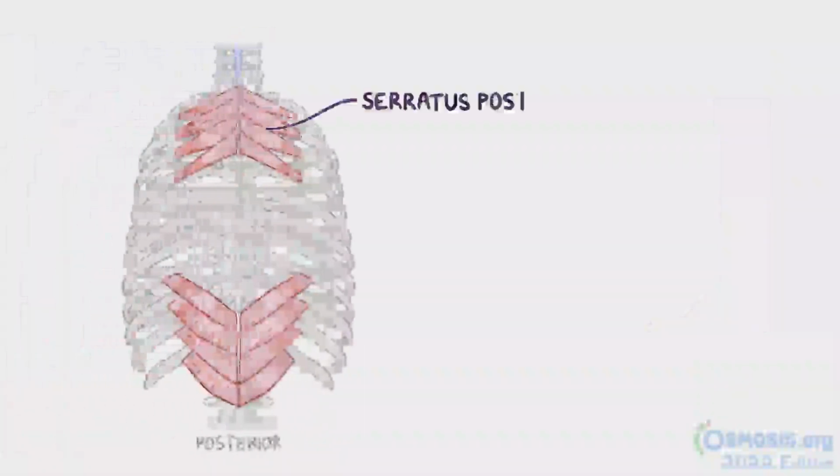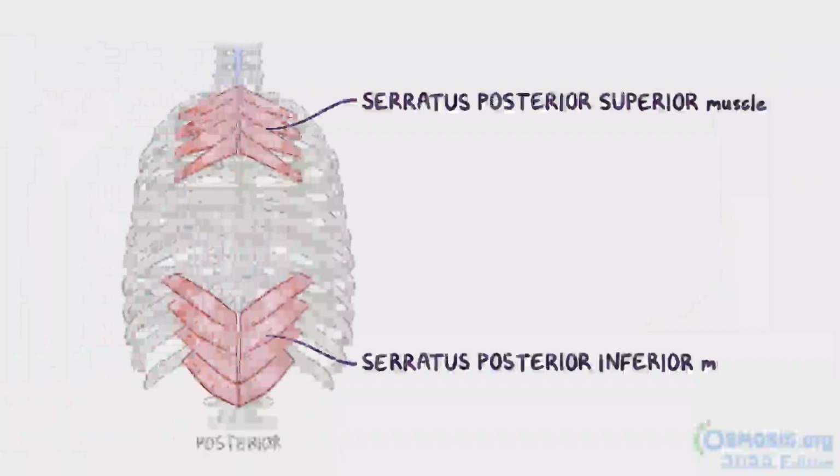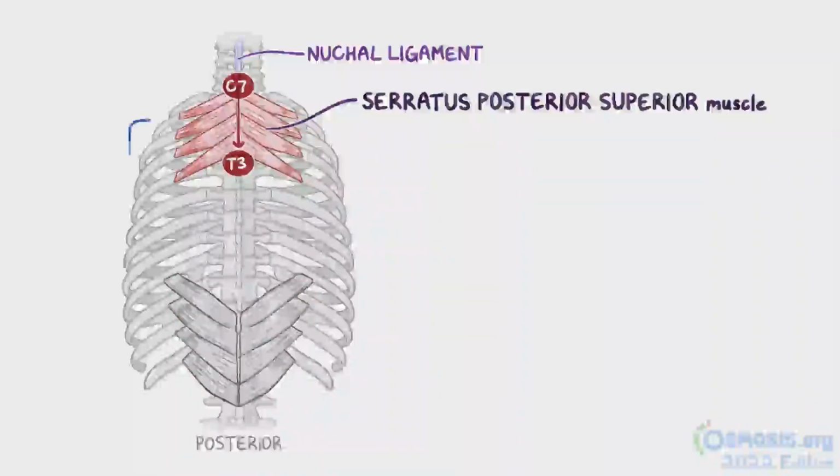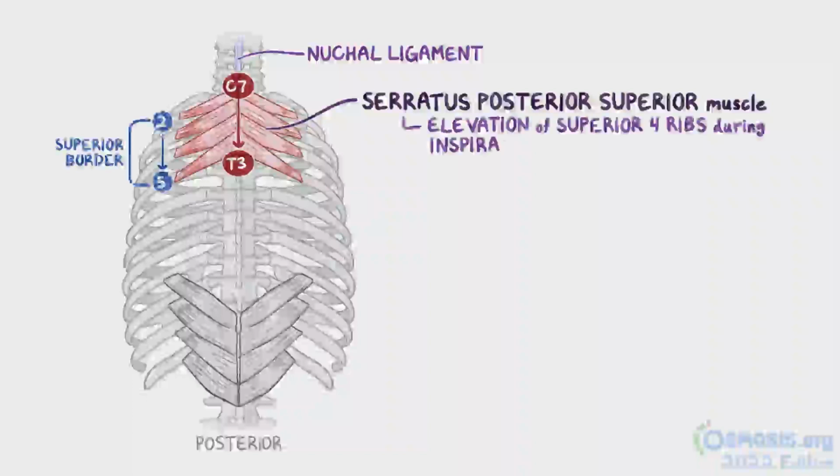There's a serratus posterior superior muscle and serratus posterior inferior muscle on each side. The serratus posterior superior muscles have their proximal attachment at the nuchal ligament and the spinous processes of C7 through T3 vertebrae, and their distal attachment at the superior borders of the second through fifth ribs. Its main action is the elevation of the superior four ribs during inspiration.